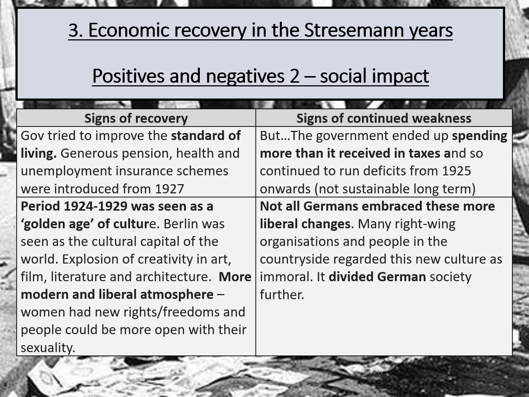Finally then, in terms of economic recovery, the government did try to improve the standard of living from 1924 to 1929. There were generous pensions for the elderly. Health and unemployment insurance schemes were set up in 1927. So all of this demonstrated the government felt confident, the government felt it had money because it could invest in its people, making sure that they were going to be good citizens and good workers and have good health.